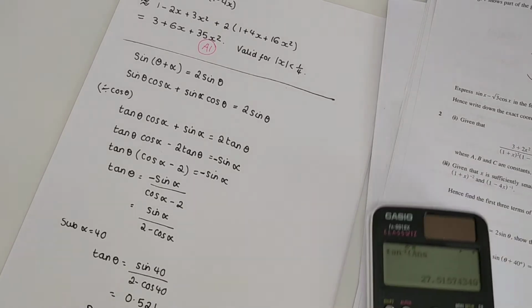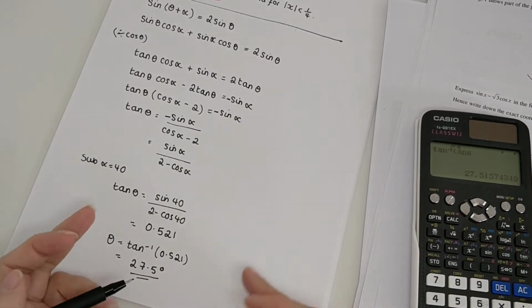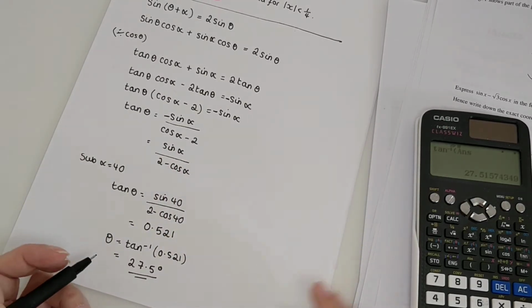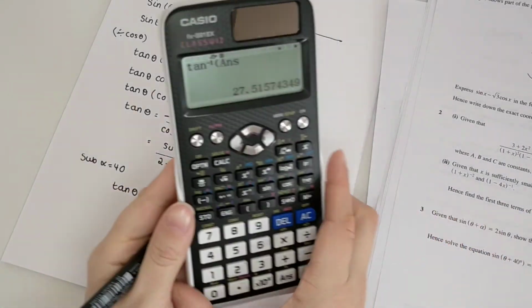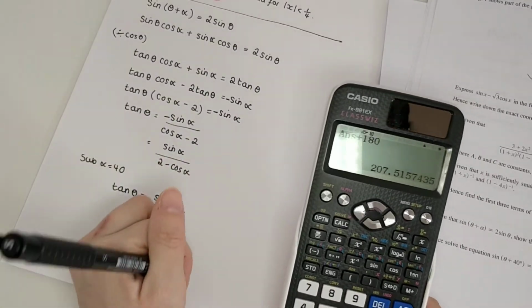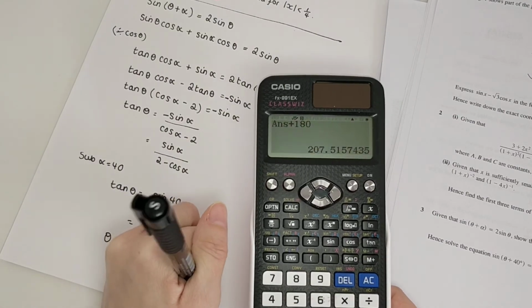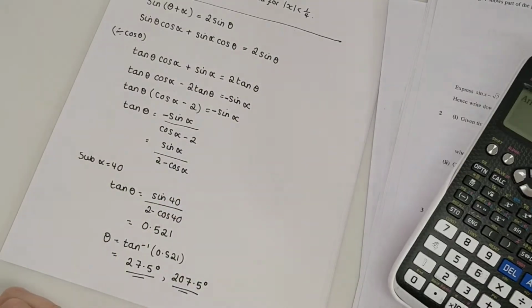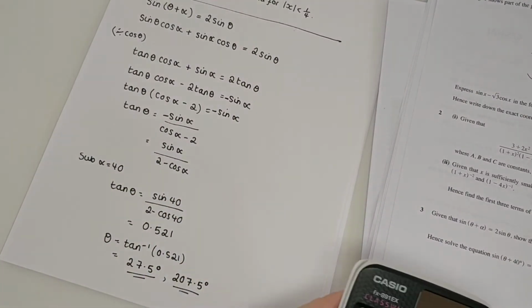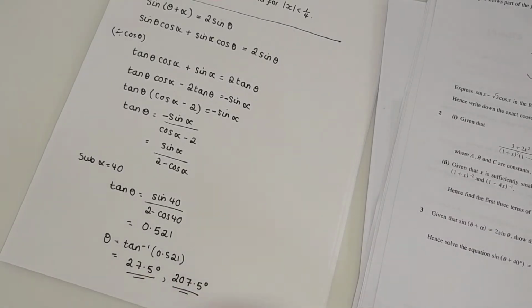Oh, wait. Between 0 and 360, so there's obviously going to be another answer. Tan is just a periodic function, so I just need to add an extra 180 onto that to get my other answer. No need to draw a graph or do some hideous CAST method thing. There we go. Lovely. Oh, 7 marks for that. That's nice. Let's look at the mark scheme.